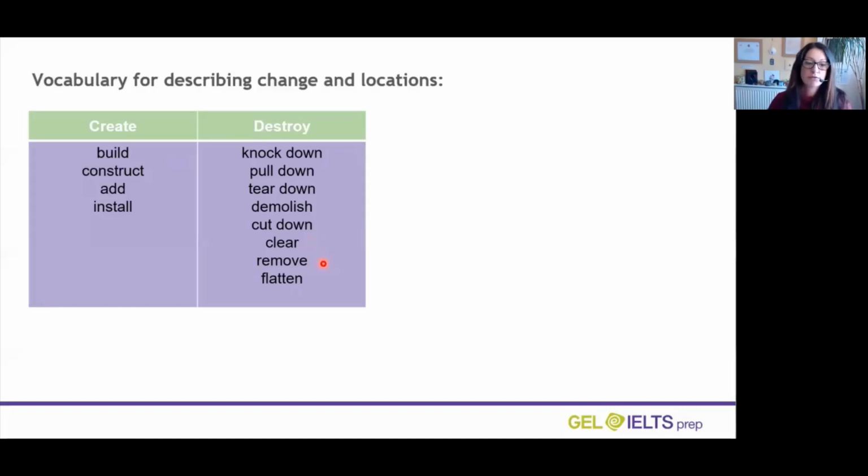Remove is a more common verb. And flatten we can also use to talk about natural areas. Maybe an area of woods was flattened, but we can also use this to talk about tall buildings. Tall buildings that stand maybe were flattened or demolished or torn down, for example, on the map that you have.